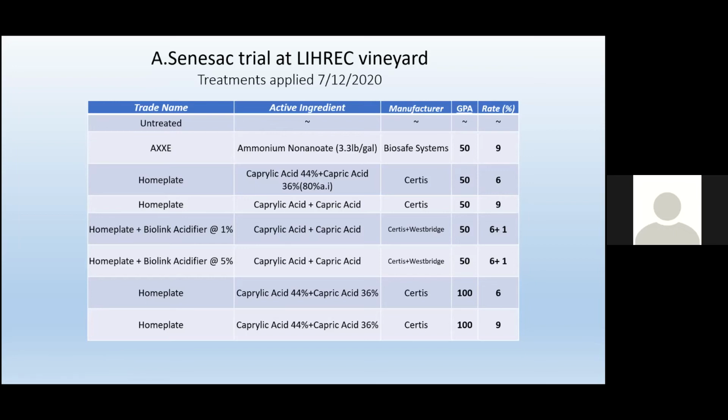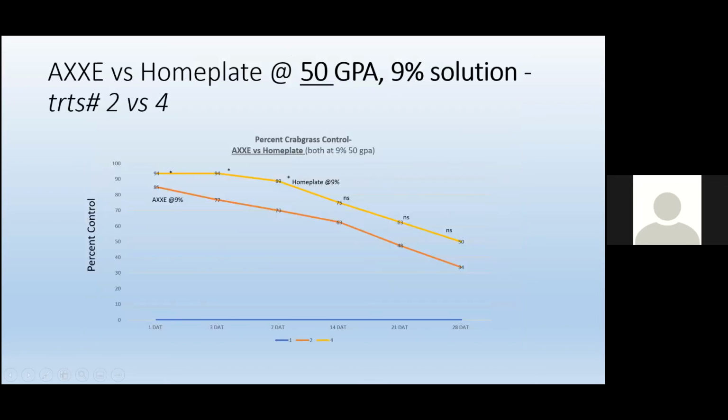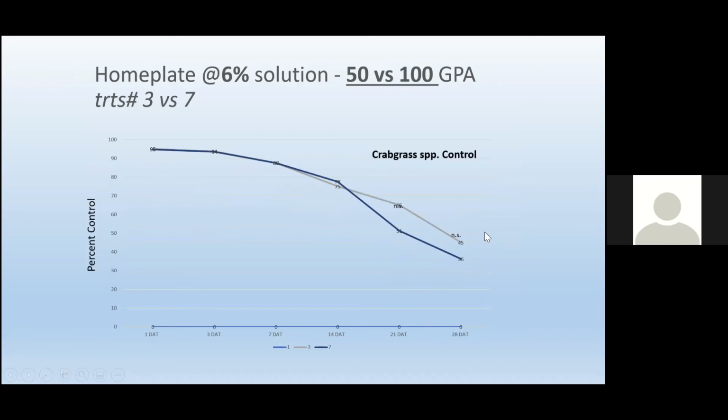And he looked at 2 different rates. And I'm not going to talk about this acidifier treatment that he included. That was kind of, let's see if this helps. But some of the results, here's Axe versus Home Plate at 50 gallons per acre, 9% solution. And they were fairly close in their performance. I found when I was just using this for maintenance that Axe actually worked a little better than Home Plate. So for all intents and purposes, our feeling was that these were fairly close in performance.